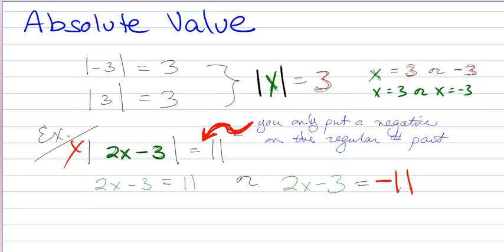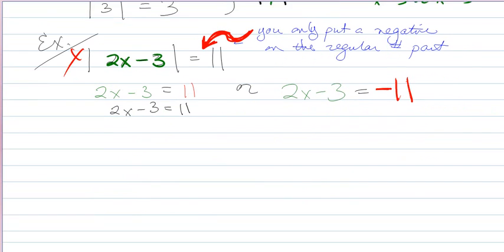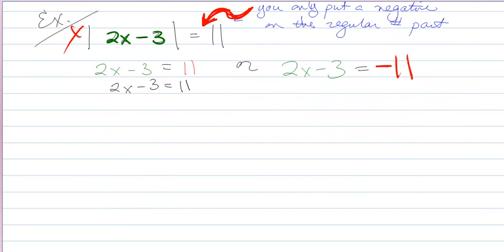So now what you're going to do is you're going to solve these as usual. So let me write it without all my funky colors. You've got 2x minus 3 equals 11, and then 2x minus 3 equals negative 11. So we're going to solve for x by adding 3 to both sides. Excuse me. And then we end up with 2x is equal to 14.